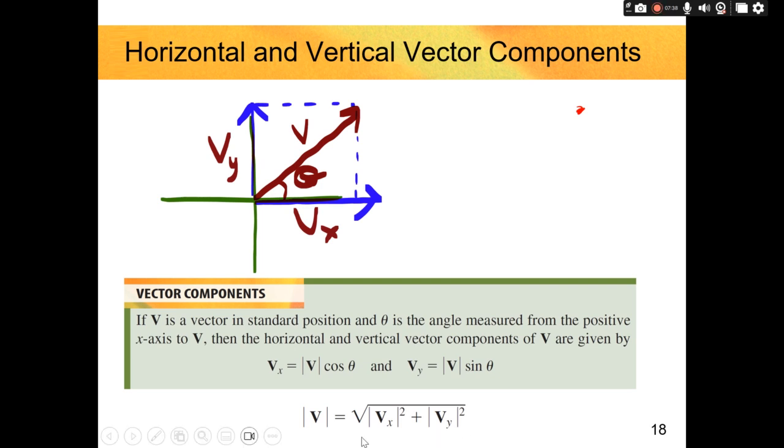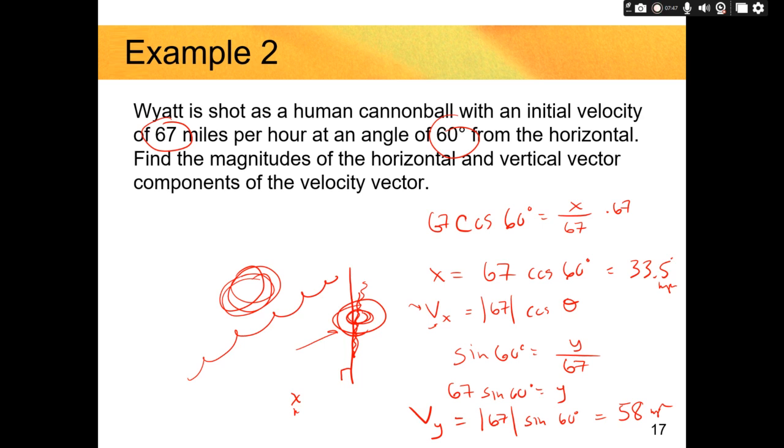Okay, are we good with that? So the formula is given as well. We good? Oh, the answers? Yeah, 33.5 miles per hour and 58 miles per hour.